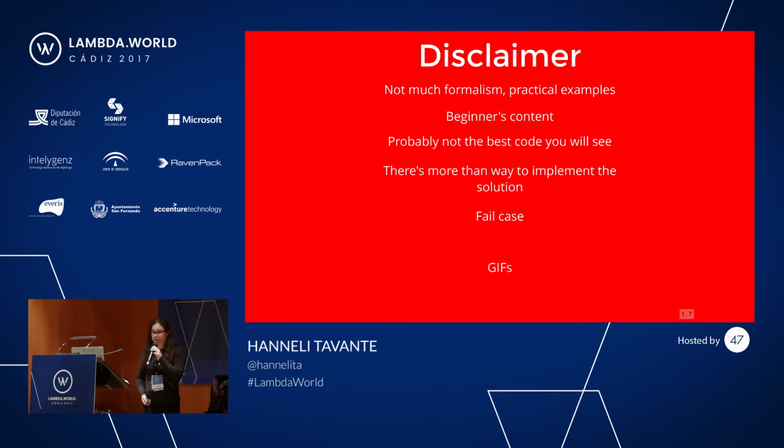I'm going to give some practical examples, mostly focusing on beginners or people who are interested in bringing functional programming to their companies or teams. I'm going to show you some code, probably not the best code you're going to see, but it plays an important role in this presentation because it might show you how you can get your team engaged to learn the concepts. Of course, as a good disclaimer, there is always more than one way to implement the solution. I'm going to show you a case where I actually failed to persuade my team to use functional programming. And to help us stay motivated, we're going to see some funny GIFs.